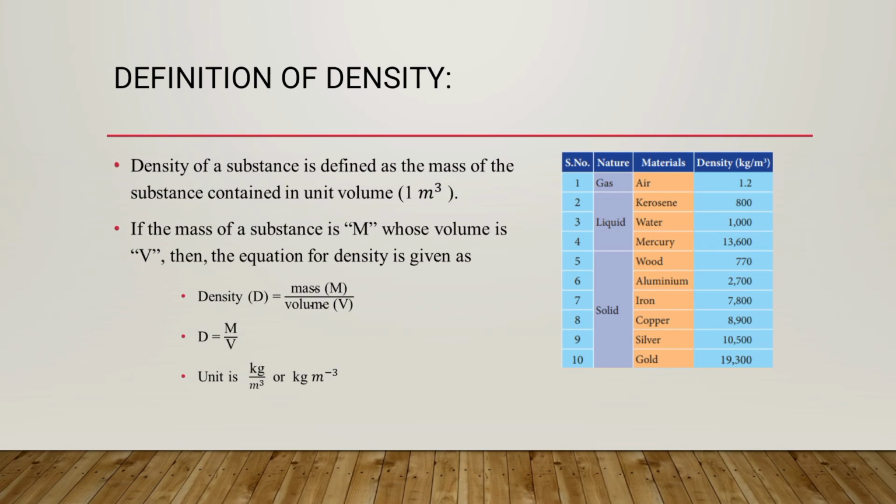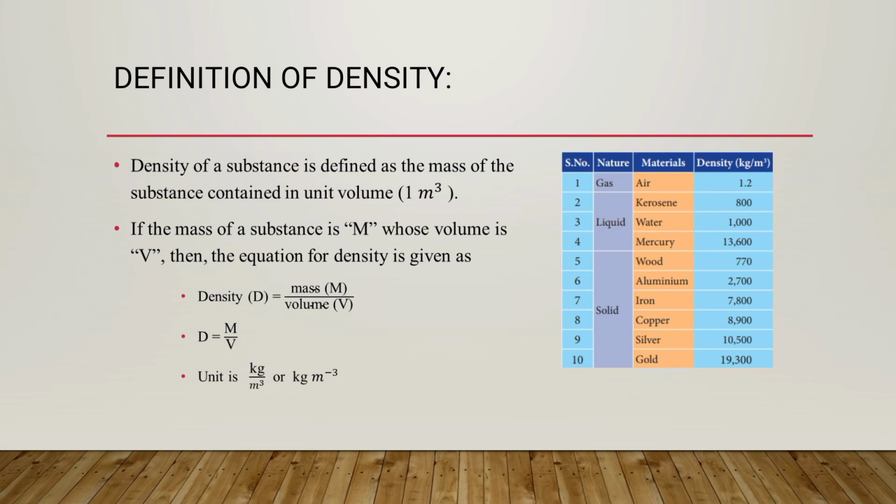Next is the formula to find density if we have mass and volume. If we divide mass by volume, we get density. That is density equal to mass by volume. D equal to m by V. Its unit is derived from the unit of mass, which is kilogram, kg, and the unit of volume, which is meter cube, which gives the unit of density as kilogram by meter cube or kg m power minus 3.